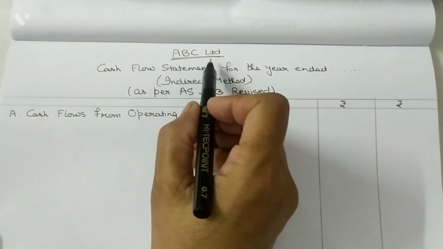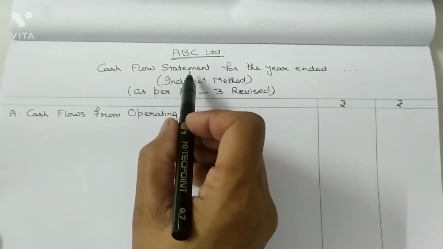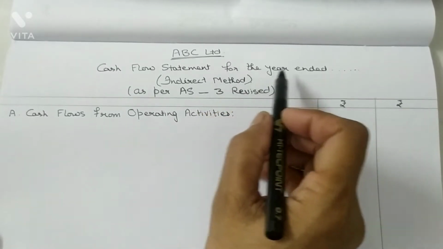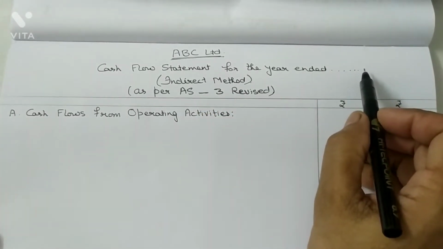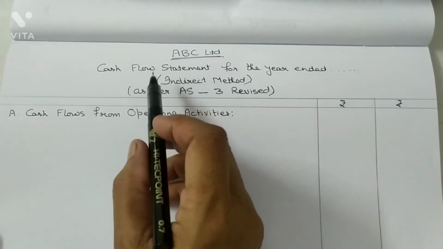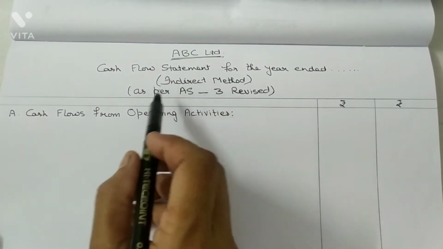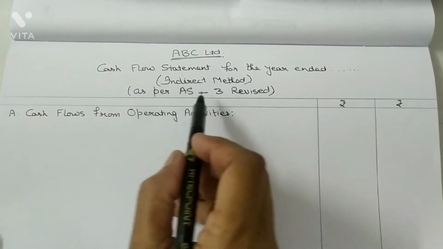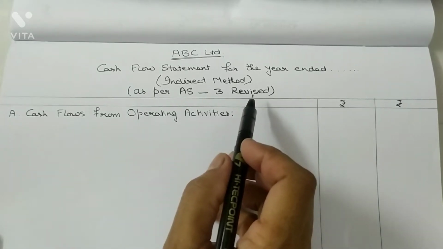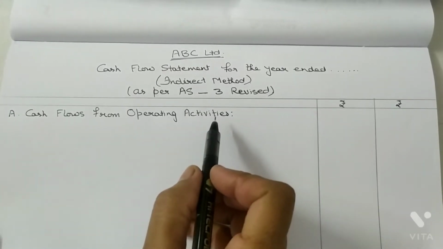You have to write the name of the company, ABC Limited. Then, the cash flow statement is always prepared for the year end date. If the year end date is given, you have to write that. This is the indirect method. This statement is prepared as per Accounting Standard 3 revised. First activity is cash flows from operating activity.